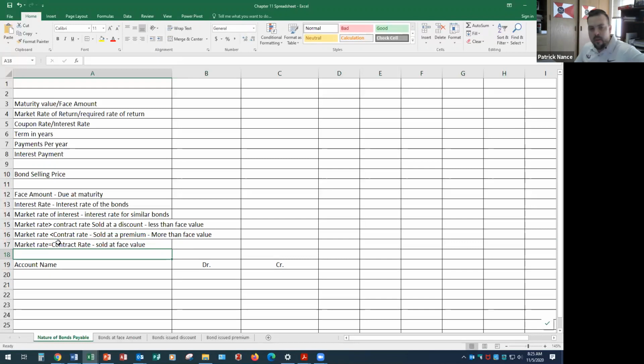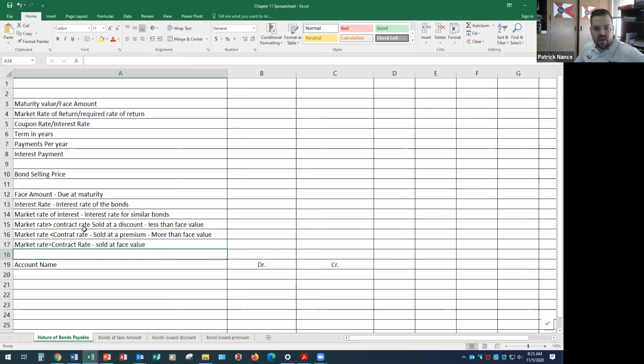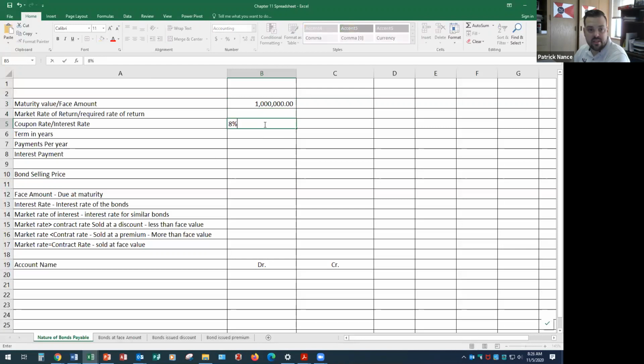Okay, so let's think about this a little bit. If I am selling a bond, let's just do an example real quick. So if I've got $1 million worth of bonds, and the coupon rate is, let's say, 8%, and let's say there's 10 years, and most bonds are semi-annual, so 2 payments per year. Let's make the market rate of interest for now 8%.